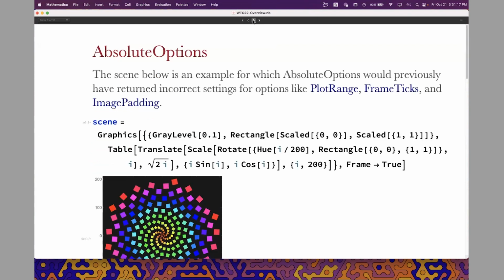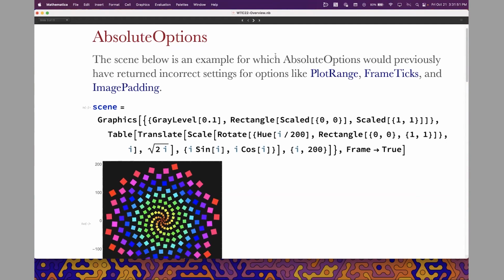So if you were at Yutsu's talk earlier this morning, one of the things that has been worked on starting in version 13, and some additional work went into it for 13.1, is an overhaul of absolute options. So if you had used or attempted to use absolute options in the past, you probably noticed that there were situations in which it would, well, lie to you about what settings the graphic was actually using.